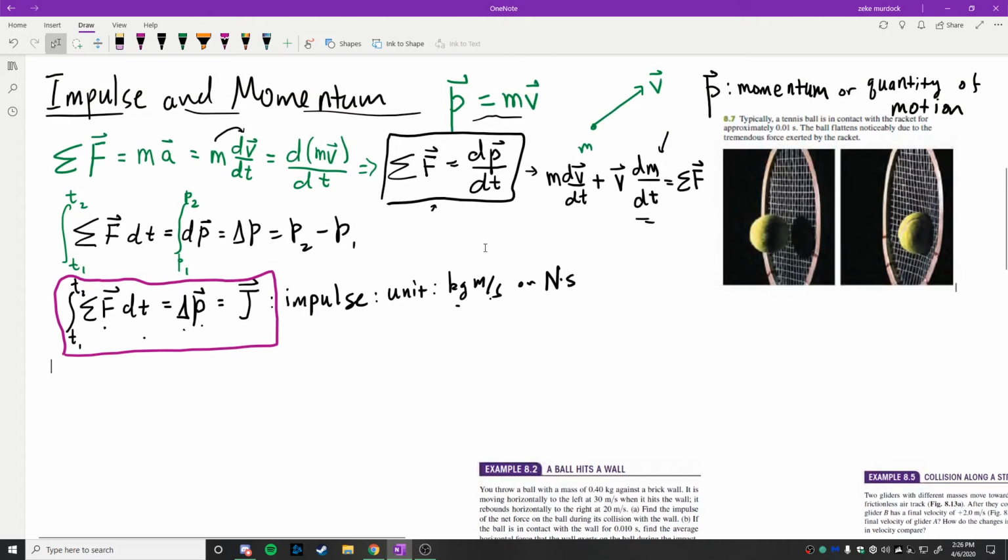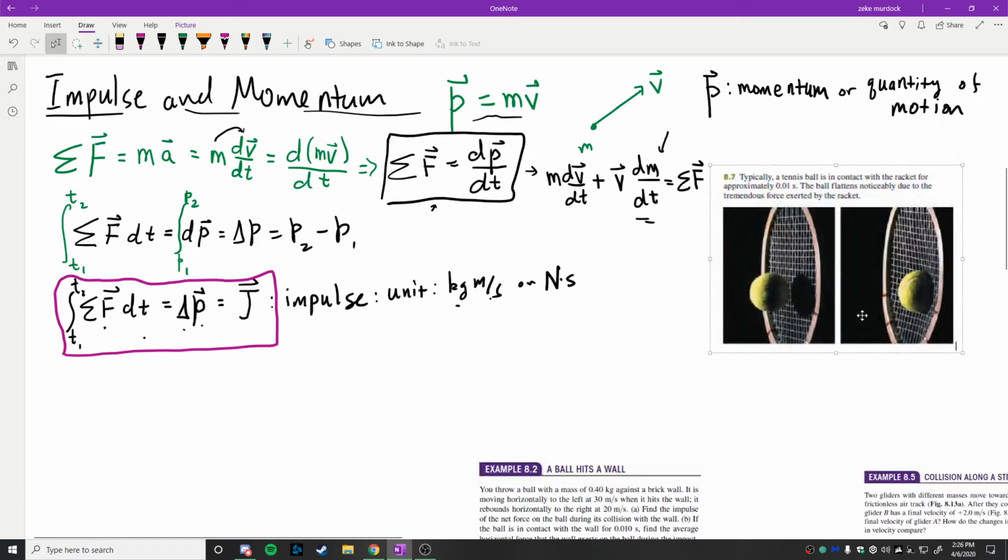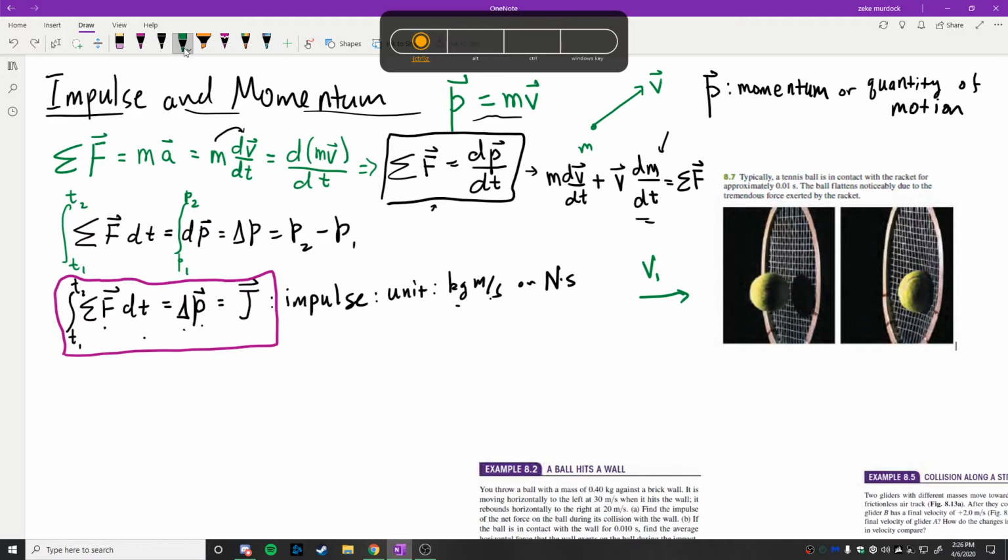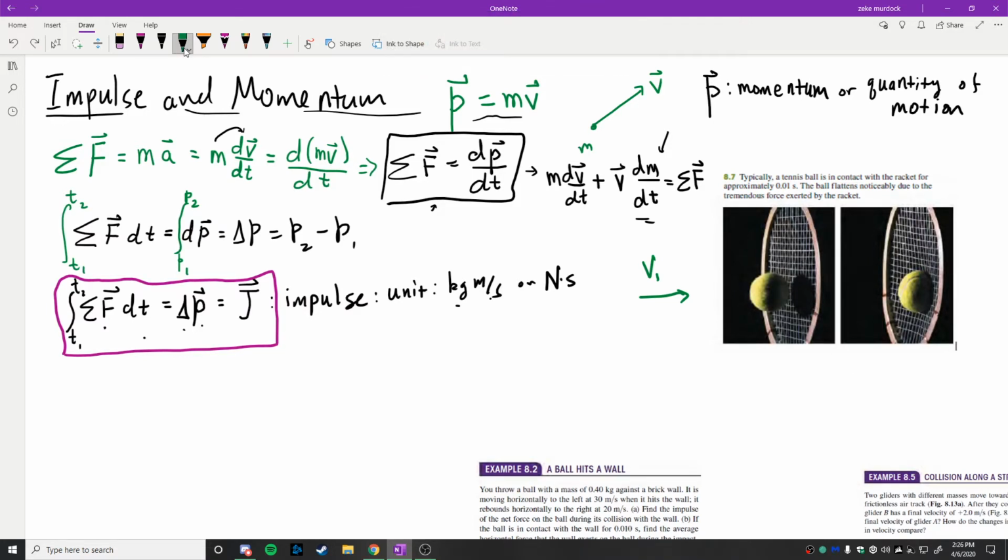And this picture right here illustrates this idea. You've got a tennis racket, and a ball that comes in this direction with some velocity. Then it hits the racket, and the racket has the effect of squishing the ball, so it becomes slightly flattened. The tennis ball is in contact with the racket for about 0.01 seconds, and the ball flattens noticeably due to the tremendous force on the racket.